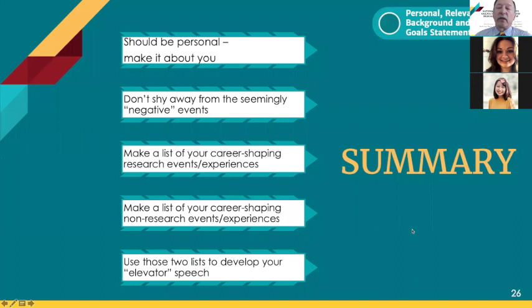That's what I want to see in a personal statement. Okay, so quick summary, and then we can see if there are any questions about the personal statement. It's personal, so make it about you. You have to be the focus of the statement. Don't shy away from including what might appear to be negative events. Typically, those are the ones that cause you to really rethink what you were doing and to make a conscious decision to go in a different direction. So I'd ask you to make a list of your career-shaping research events and your career-shaping non-research events, and prioritize those. Before you start writing, think about how you might use those two lists to develop an elevator speech, and try it out on family or friends and see how that feels.